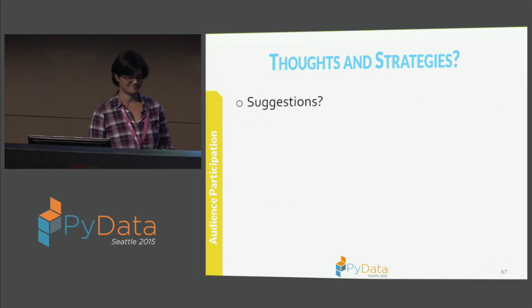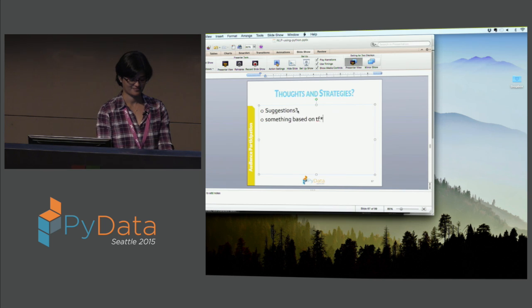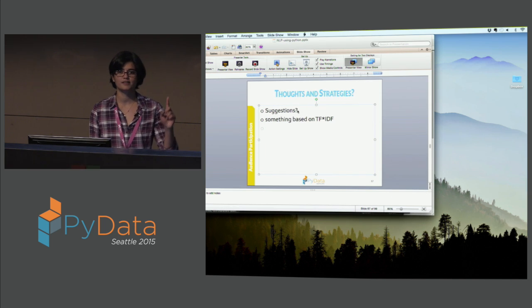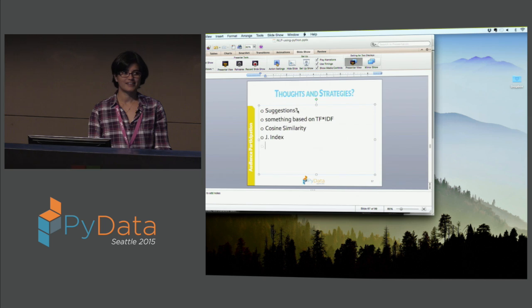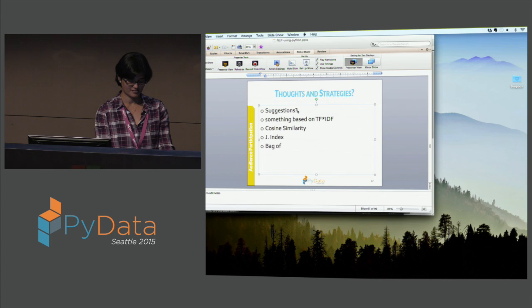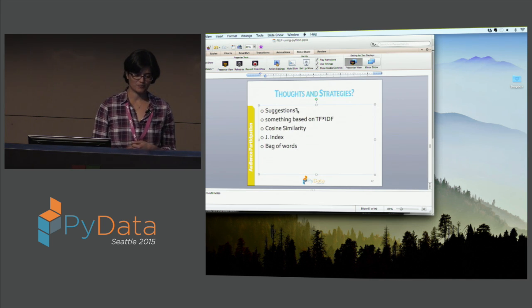What's the idea based on TF-IDF? All right. Something based on TF-IDF. Cosine similarity. Bag of words. All right. Now let's go through plenty of suggestions. Something based on TF-IDF, cosine similarity. Now, is anybody familiar with cosine similarity? I know there's a few people. What would you apply cosine similarity on? Features.